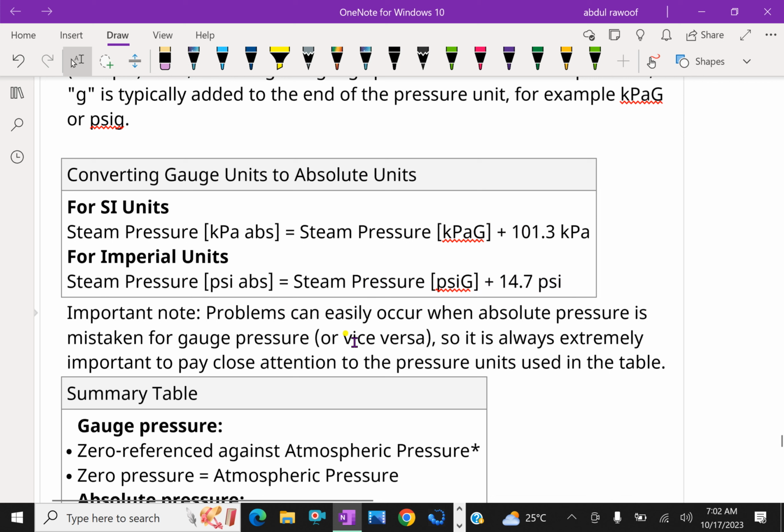Problems can easily occur when absolute pressure is mistaken for gauge pressure, or vice versa. So it is always extremely important to pay close attention to the pressure units used in the table. Before using the table, you have to verify which units are used, that is, which type of pressure, gauge pressure or absolute pressure. You have to find it first.